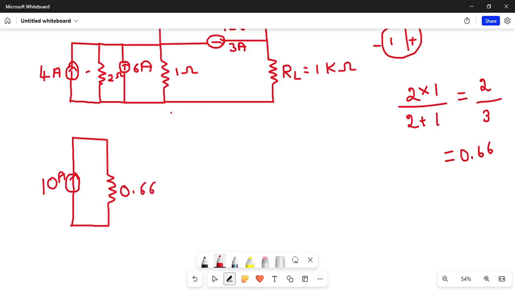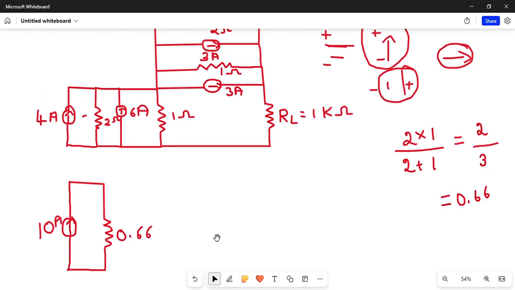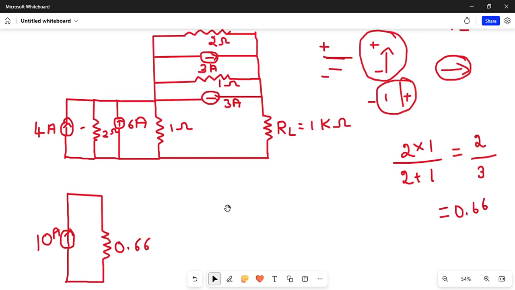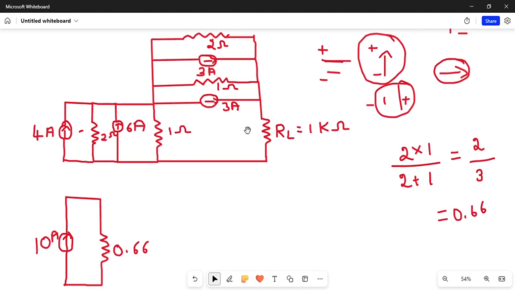Okay. So now what I'm supposed to do is convert this into a current source in parallel with the resistance. How? I have 3 ampere and 3 ampere, which have the same polarity. So according to the rule, if I have the same polarity, I have to add the current. So 3 ampere plus 3 ampere is equal to 6 ampere.